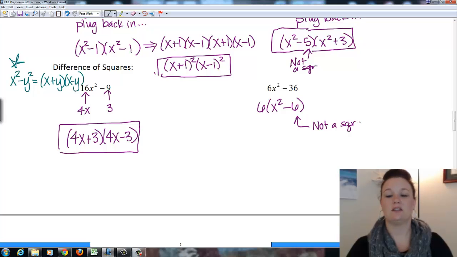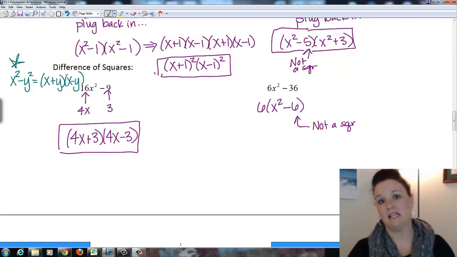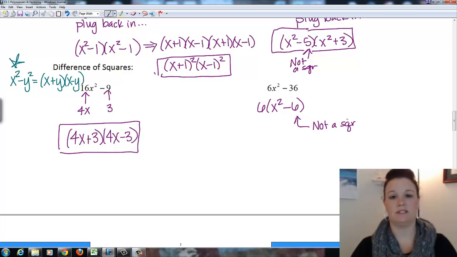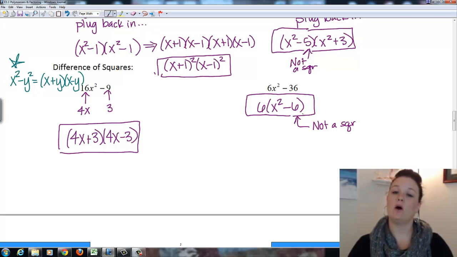So if 6 is not a square, I'm not going to break this into x minus the square root of 6 and x plus the square root of 6. That's just a little redundant and ridiculous. So I'm going to go ahead and just leave it just like this. So on this one, we were only able to pull out a greatest common factor.